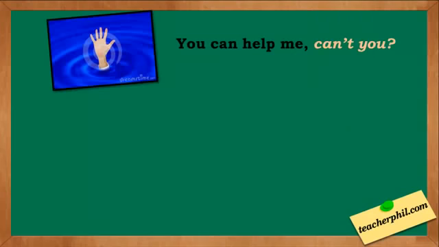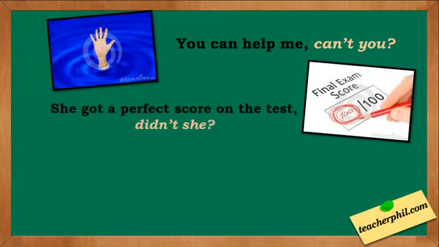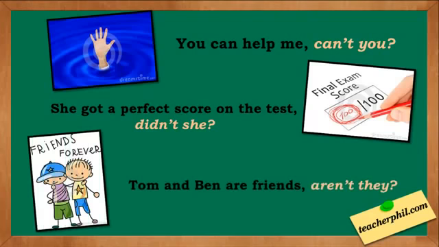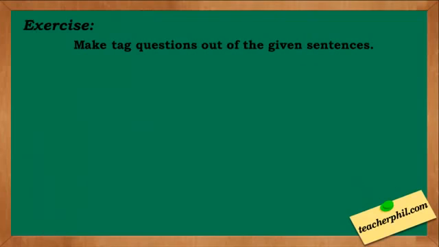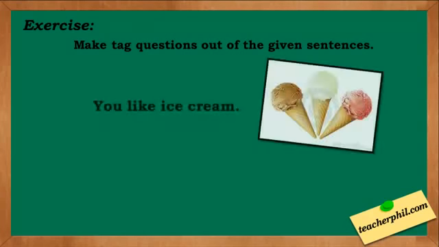Some more examples. You can help me, can't you? She got a perfect score on the test, didn't she? Tom and Ben are friends, aren't they? For our exercise, make tag questions out of the given sentences. The first one, you like ice cream.